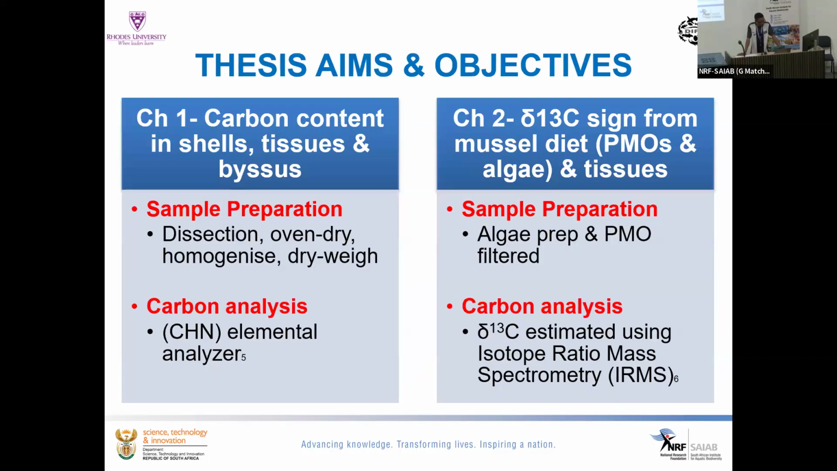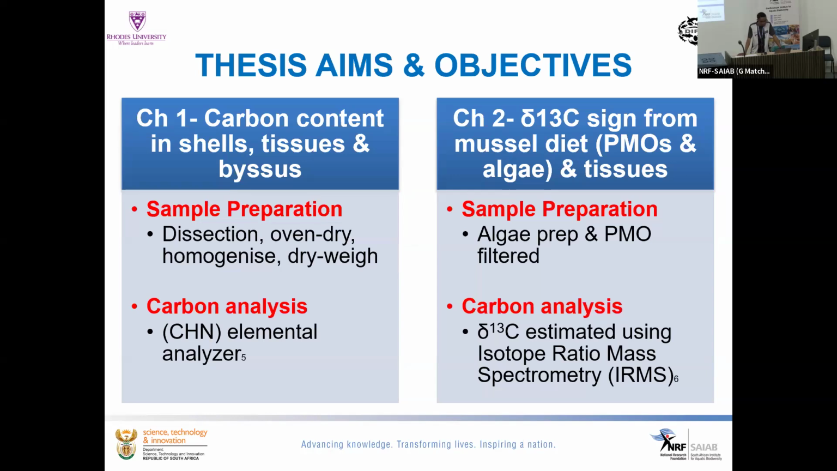The first chapter of my project is to estimate carbon content in shells, tissues, and basal threads. Samples will be prepared by means of dissection, oven drying, homogenizing, as well as weighing of the samples. And carbon will be estimated by the usage of an elemental analyzer.